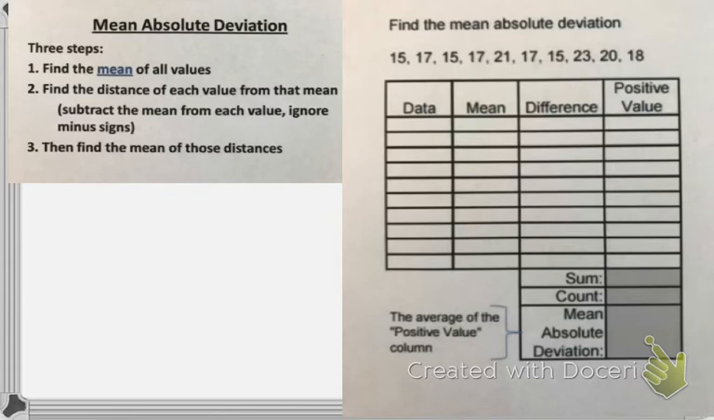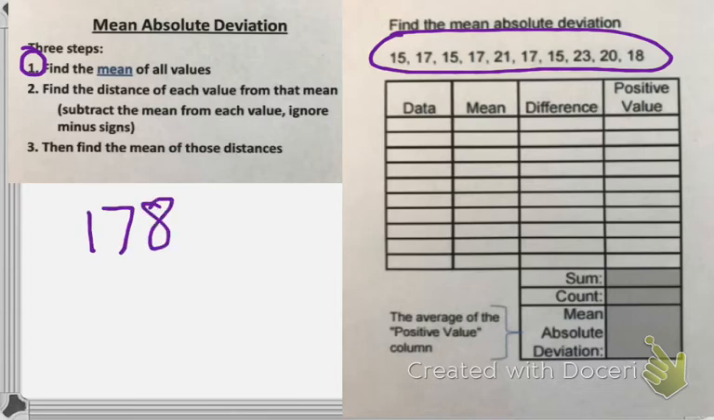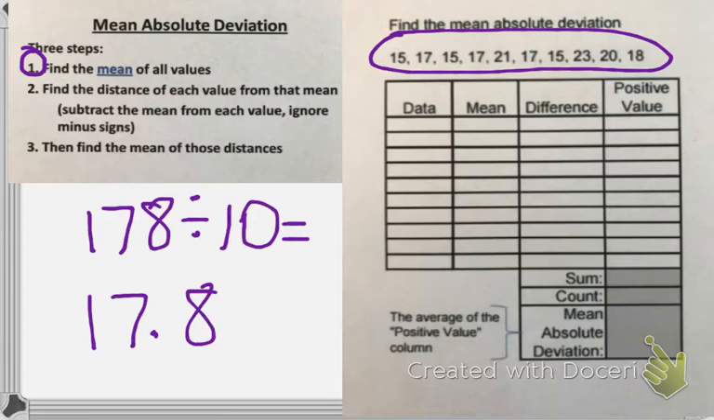Anyways, let's figure out how to calculate the mean absolute deviation. The first thing you need to do is find the mean of all the values. So we're going to take this group of data right here and find the mean of that. When we add up all these numbers together in our calculator, we get 178. We need to divide 178, the sum of all of our data pieces, by the number of data pieces that we have, and there are 10 numbers here. So 178 divided by 10 is 17.8. Do this in your calculator, no sense doing this in your head or on paper.